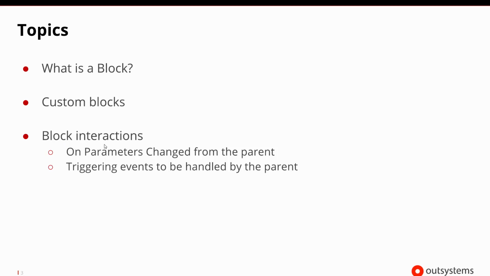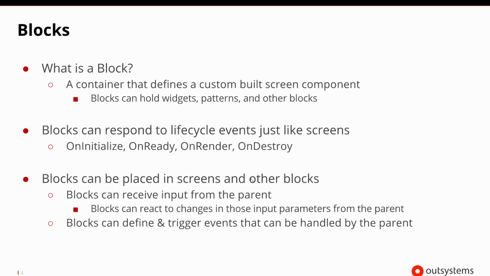When a block is being contained in its parent, it needs to be able to receive information about things that have changed regarding the parent. And if something changes inside of the block, we'd like to send a notification or trigger an event that will be handled by the parent so that the parent will know what is happening in the block. So basically these interactions are creating communication between the block and whatever the parent happens to be.